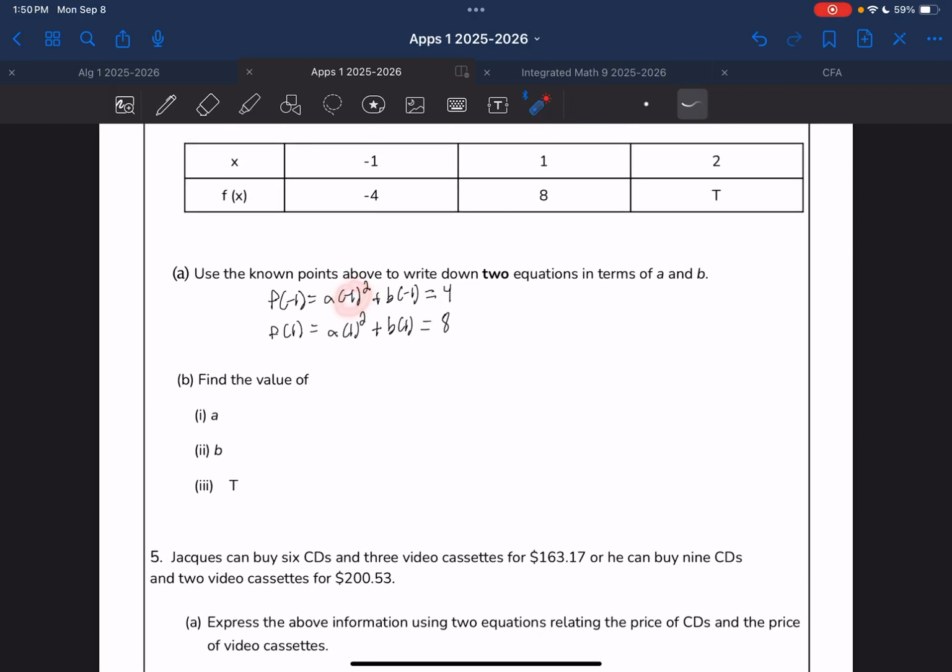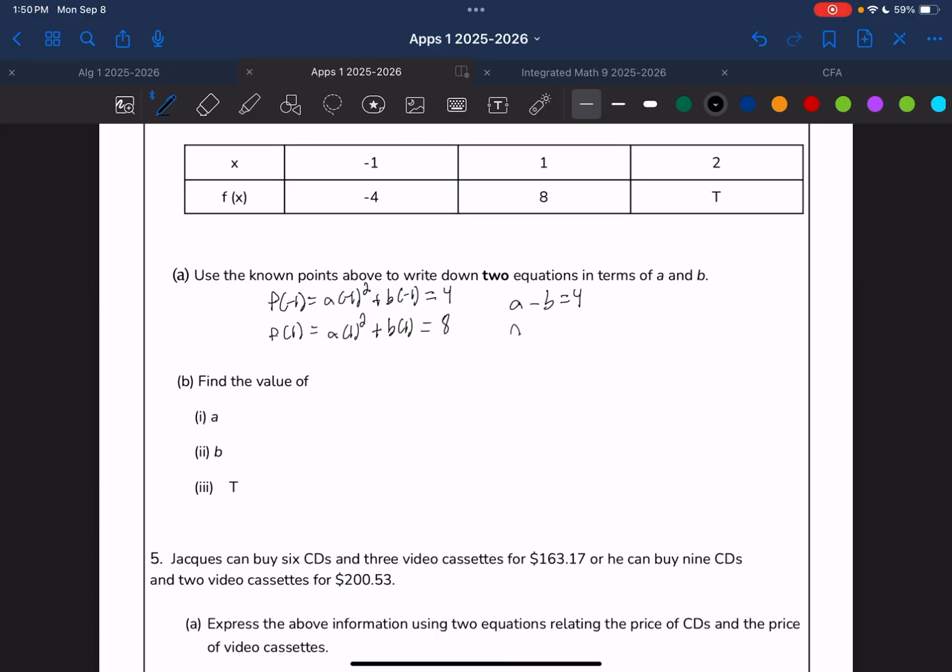So if we clean that up a little bit, negative 1 squared is 1, so that's just going to be a minus b, because b times negative 1 is minus b, equals 4. And then we have a plus b is equal to 8. Remember, 1 squared is 1, 1 times a is 1. So now we have this system here.